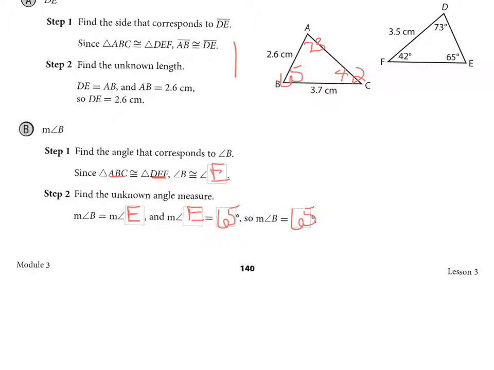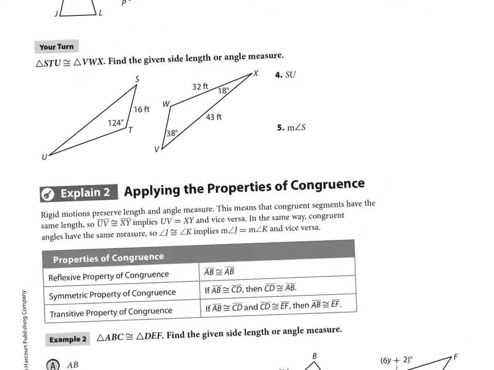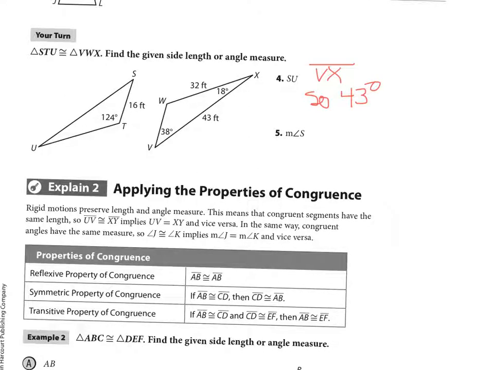Let's flip the page. All right, so I want you to do the your turn, number 4, and then check back and see if you've done it right. Okay, so if you look over here at the names of the triangles, you can see that SU is in the same place as VX. So that's why I put that there. And VX is 43 feet, so I know that SU is also 43 feet.